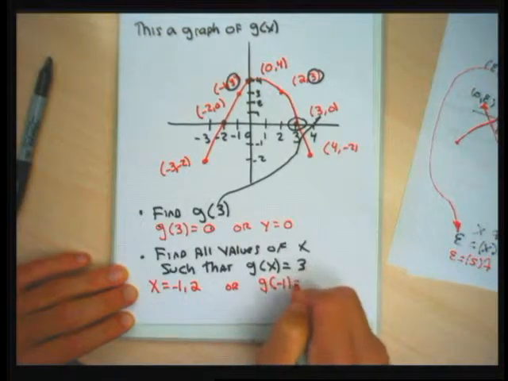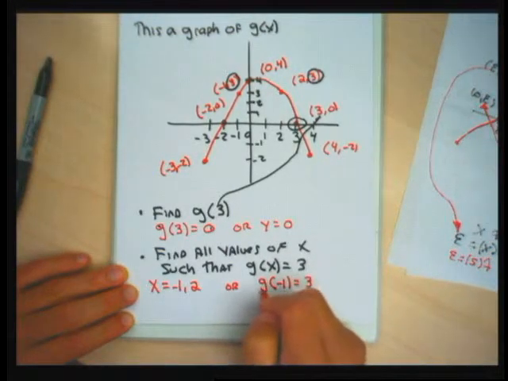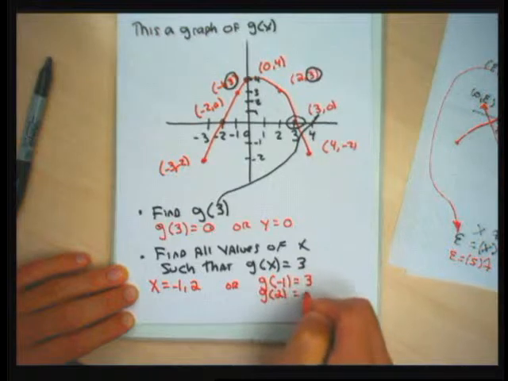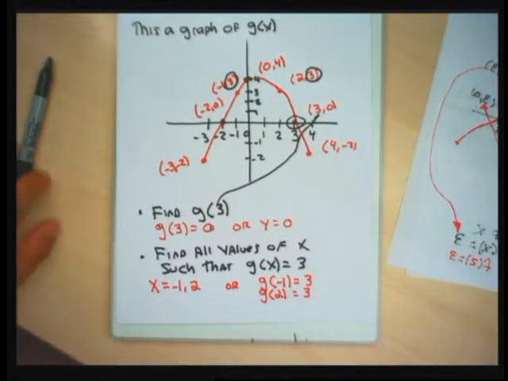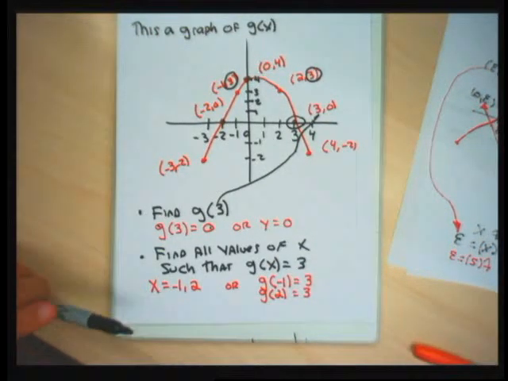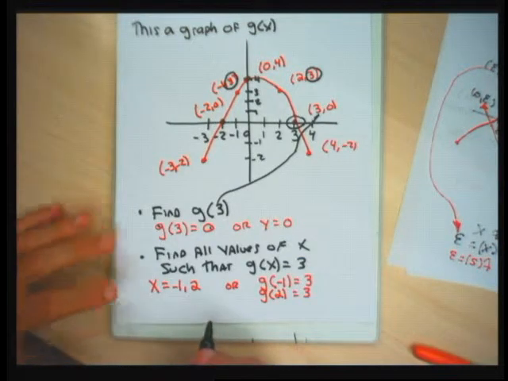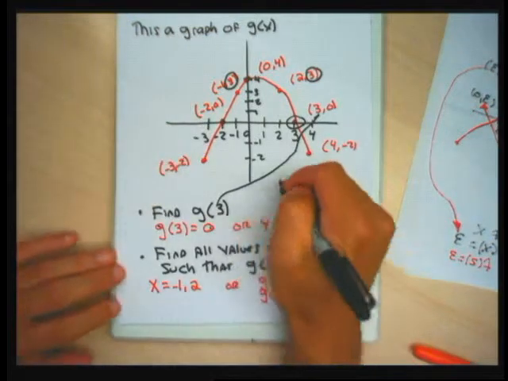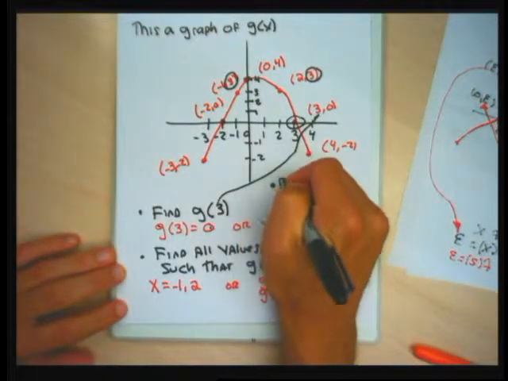or I can be more precise, I guess. I could say g of -1 equals 3, and g of 2 equals 3. So that's the tricky part. It seems to me like I might have actually asked a few more questions about a graph on the test. So try to do these 2 questions.